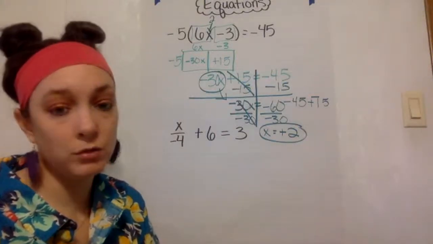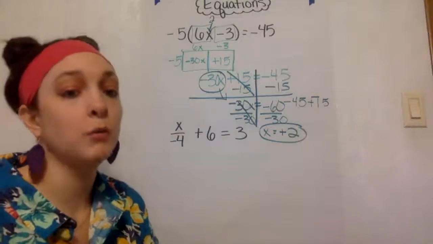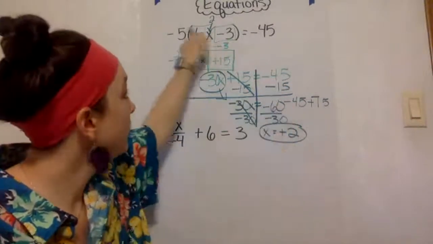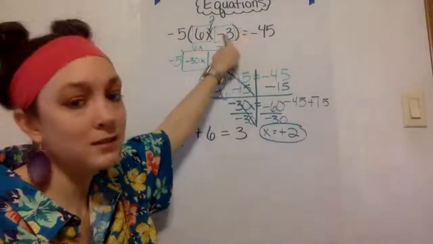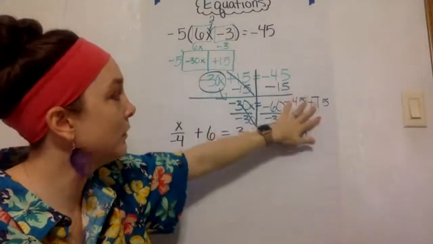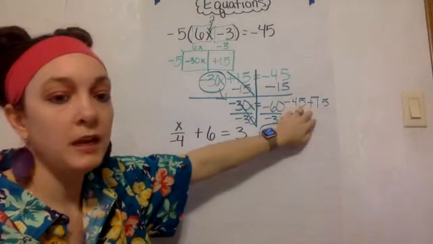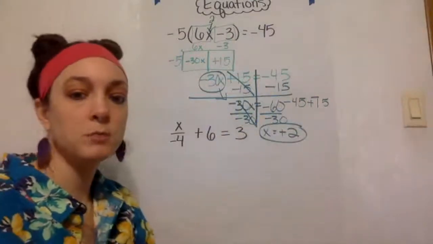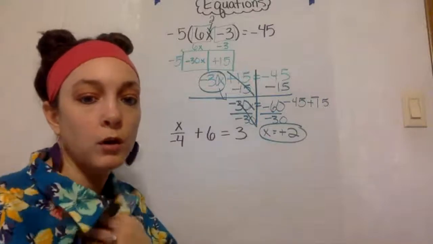So Friday, when you do your assessment, check your answer before you turn the stuff in, because if I don't have the same answer on both sides, then I know something's wrong. Maybe I did my negative adding, subtracting wrong. Maybe I did something else wrong. So just make sure that you check it before you turn it in.